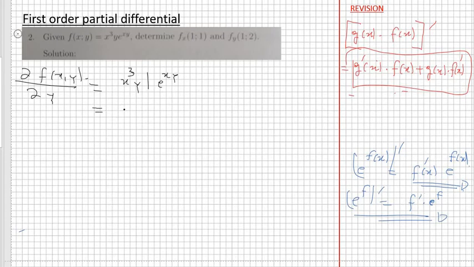So we're going to have to derive: we first derive g and then we multiply by f(x), and then we say plus, so repeat the g function, and then we derive the f function, which is e to the power of xy. So this is basically the same as what we did in the previous sub question.